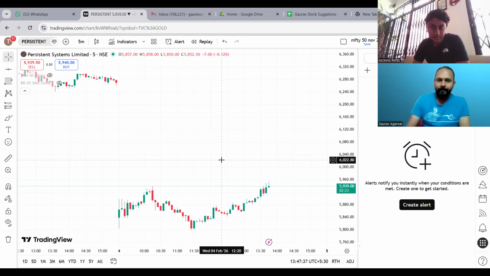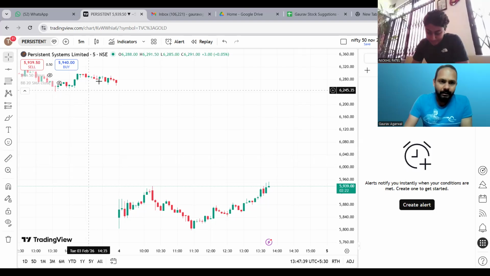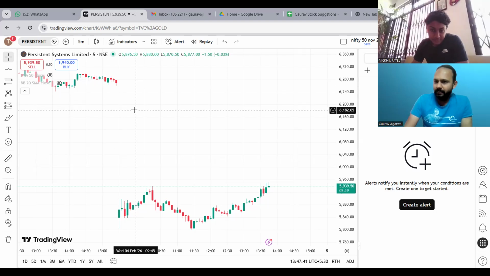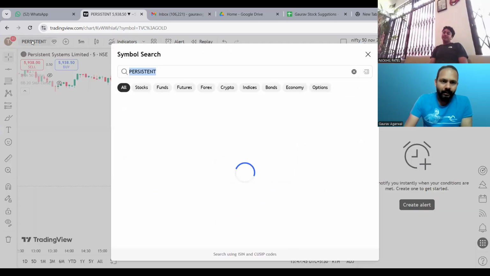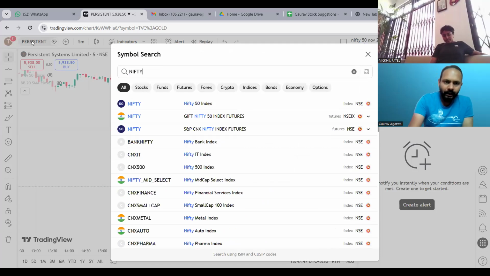Okay, so this is how gap up and gap down works, right? Yes. I will show you one gap up also.